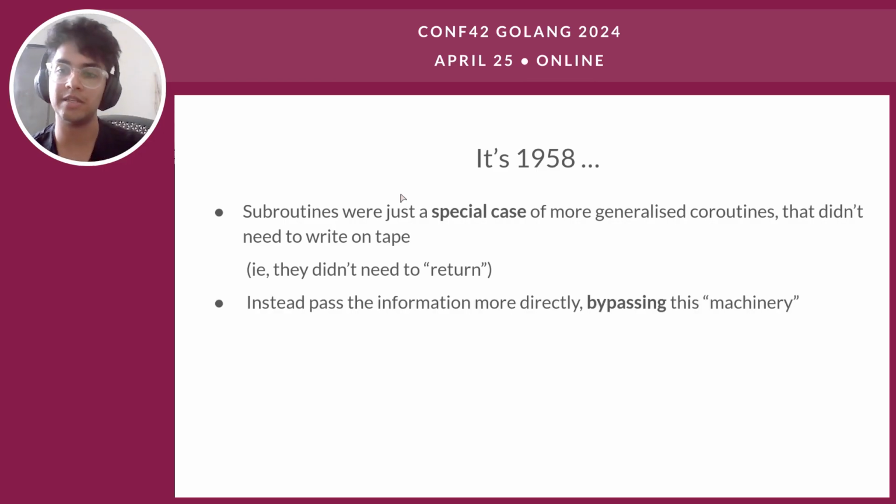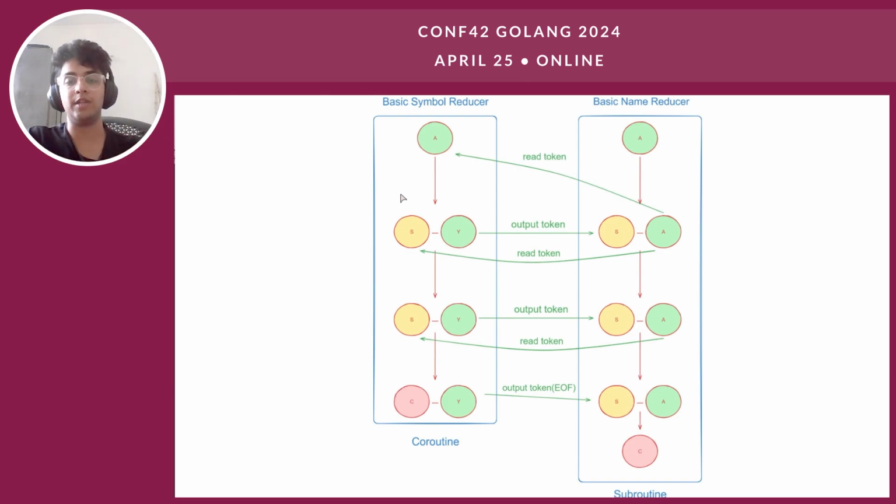and you bypass all this machinery, and this is how it ends up looking, which is very similar to our previous example. So every time your name reducer, your parser, wants to read a token from your lexer or your symbol reducer, it invokes this coroutine and suspends itself. As soon as your symbol reducer has the tokens available, it yields control along with the output to your name reducer, which is your parser, which can do whatever it wants with the output. And when it wants the next token, it again resumes your coroutine, which yields back another token, so on and so forth, till you reach the end of your main function, right?